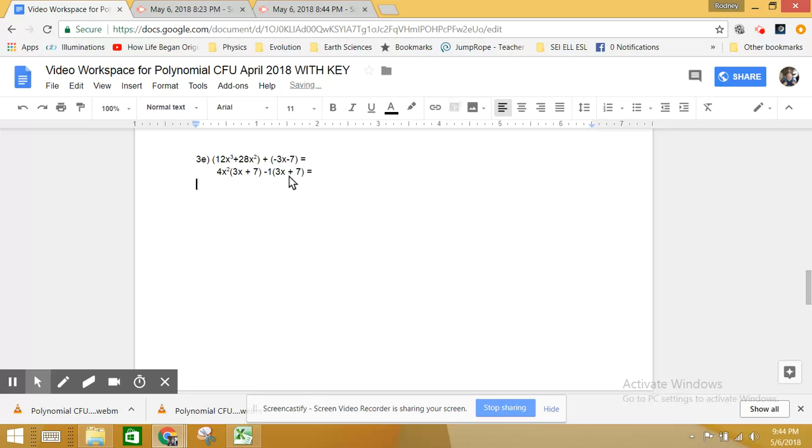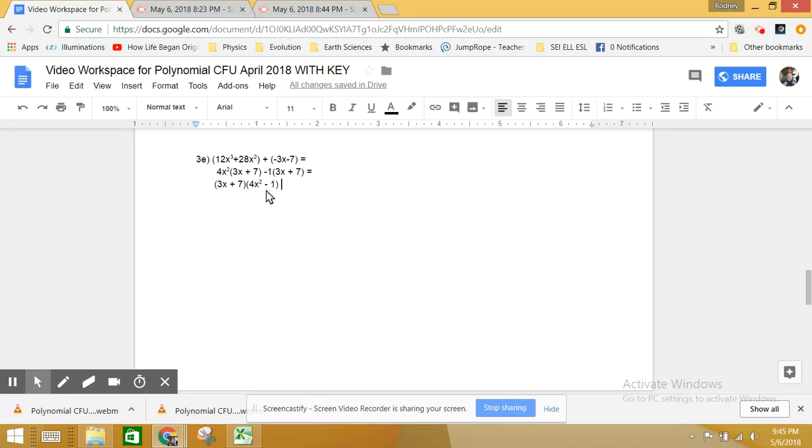this is going to equal 3x plus 7 times the difference of these two terms, because they're both times 3x plus 7. So 4x squared minus 1. At that point, you might think, well, I'm done. But you're not necessarily. You could actually go one more step. So if you got this far and you stopped, I'd give you partial credit.